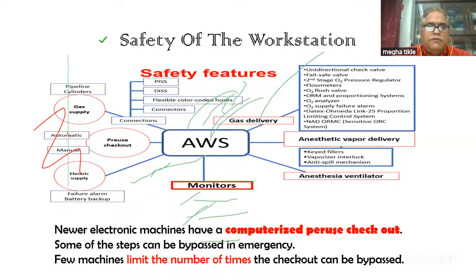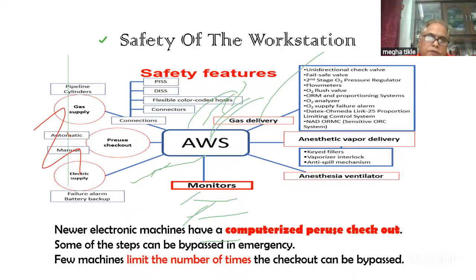One thing we have to remember is that the newer machines have a pre-use checkout. Some steps can be bypassed in emergency, and few machines limit the number of times you can bypass a checkout. So ultimately, you will have to go ahead and do the complete checkout of your machine. For gas delivery, you have got a unidirectional check valve, fail-safe valve, second stage regulator, flow meters, oxygen flush, proportioning system, analyzers, failure alarm. In certain machines like Datex, you have the Link 25 system, sensitive oxygen ratio monitoring system.